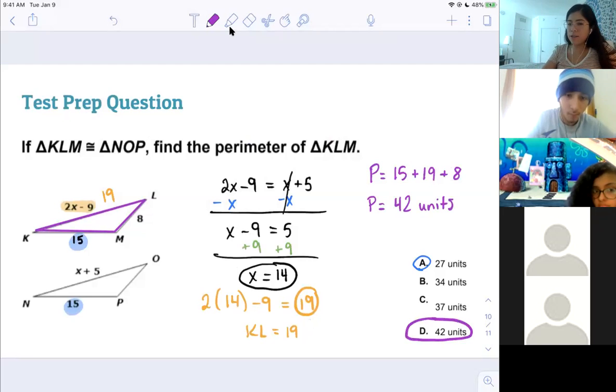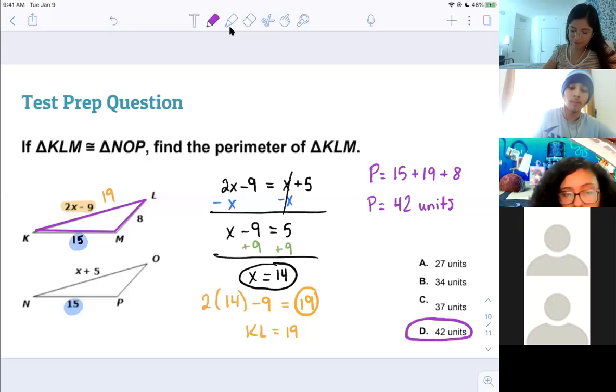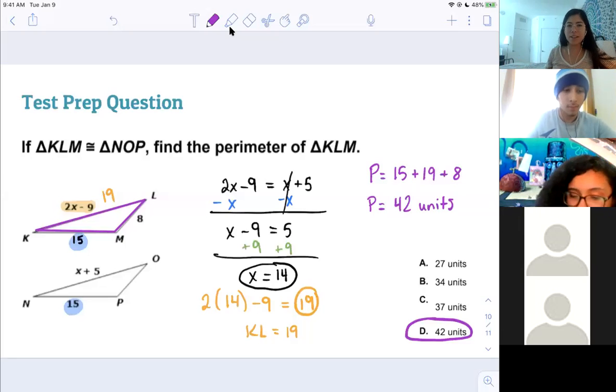If you got something else, where did you go wrong? A was 27, I believe. Oh, wait. I got it wrong because I didn't plug in the 14. So what did you put, answer choice C? Yeah, I did 14 plus 15 plus 8. I keep forgetting to plug in. So she didn't plug in the 14. That was the biggest tricky one. So C was the trick answer. This is where they try to get you.